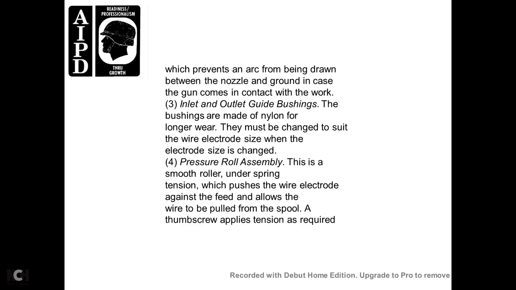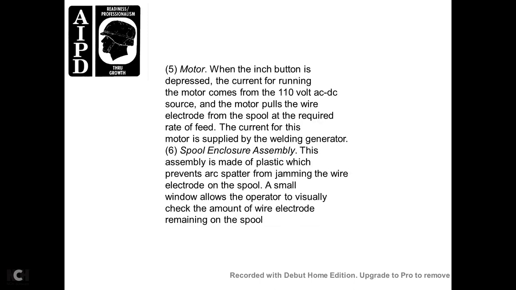4. Pressure roll assembly. This smooth roller, under pressure and spring tension, pushes the wire electrode against the feed roll, allowing the wire to be pulled from the spool. The thumb screw applies the tension as required. 5. The motor. When the inch button is depressed, current from the 110 volt AC/DC source runs the motor. The motor pulls the wire electrode from the spool as required. Ready to feed, the current for the motor is supplied with the welding generator.